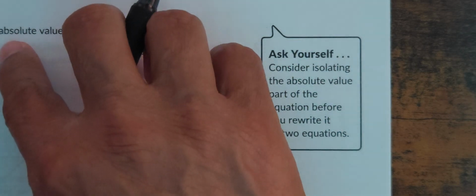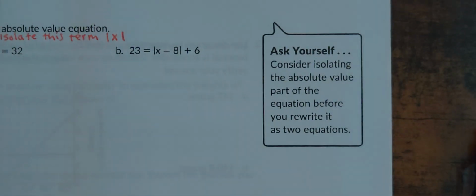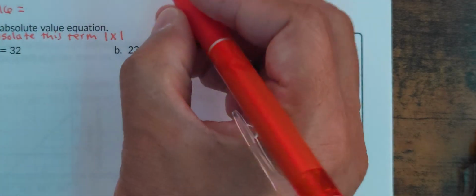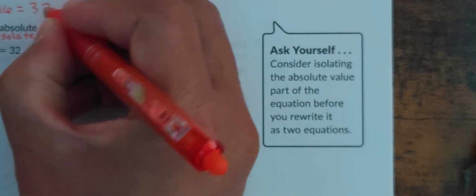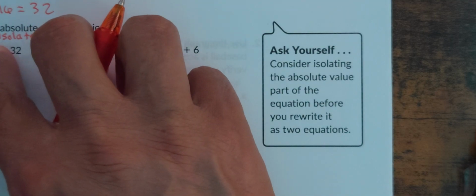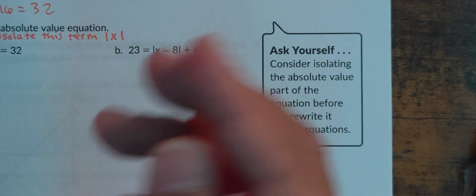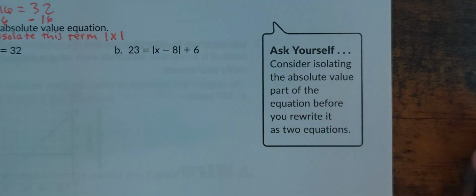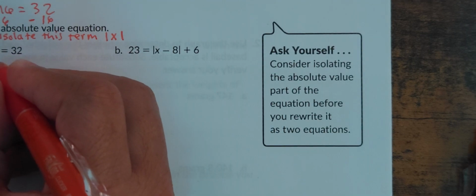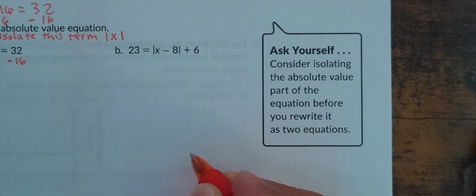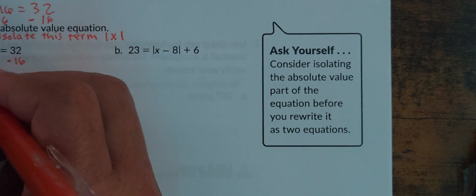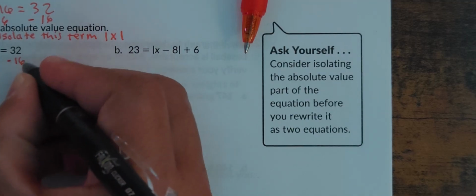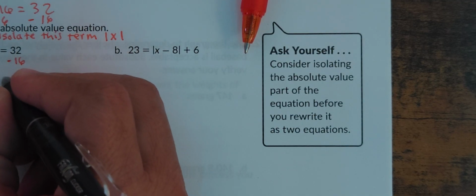Notice there is something with the absolute value here. For example, if I had x plus 16 equals 32, my goal is to get the x by itself. Well, in this case, my goal is to get the absolute value by itself. So to that end, I would subtract 16 here and also on this side. It's the same idea. I'm going to subtract 16 from this side and 16 from 32. When I subtract 16 from 32, that gives me the absolute value by itself, and that equals 16.